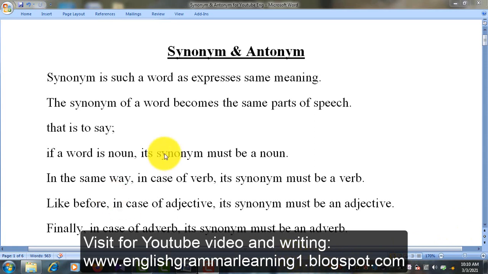The synonym of a word becomes the same part of speech. Whenever any synonym is used in a sentence, its synonymous word must be the same part of speech. That is to say, if a word is a noun, its synonym must be a noun. In the same way, in case of verb, its synonym must be a verb. Like before, in case of adjective, its synonym must be an adjective. Finally, in case of adverb, its synonym must be an adverb.